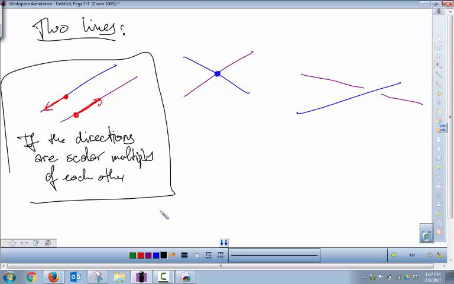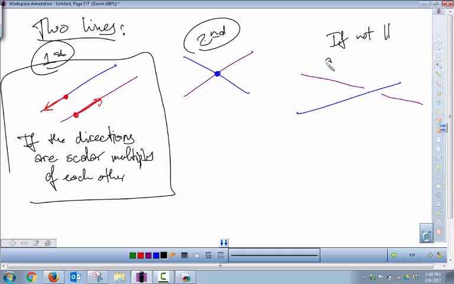So in sequence, what you want to do if you're faced with a problem with 2 lines, this is the first step that you take. You try to find out if they're parallel. If they're not parallel, you see if they intersect. This is your second step. You see if they intersect. And if they're not parallel and they don't intersect, then they are skew.